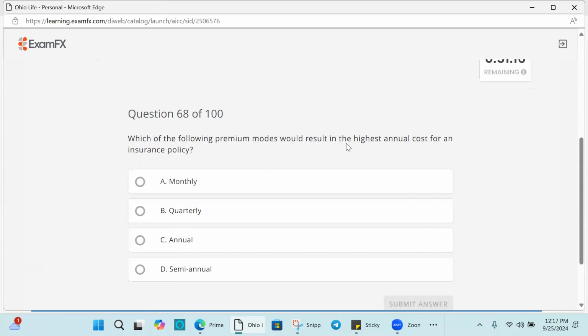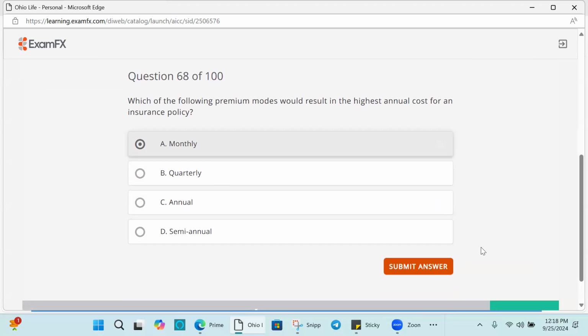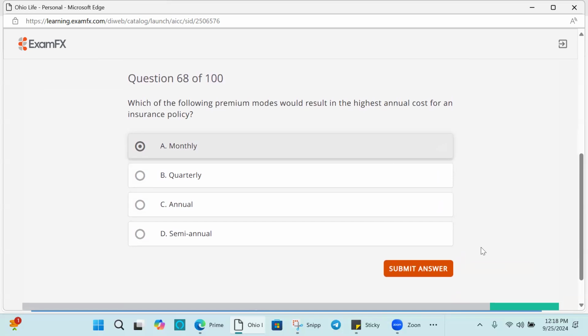Which of the following premium modes would result in the highest annual cost for an insurance policy? Quarterly, annual, semi-annual. I think it's monthly. The more often I pay my premium, the higher the annual cost is. So you're right. That's monthly.